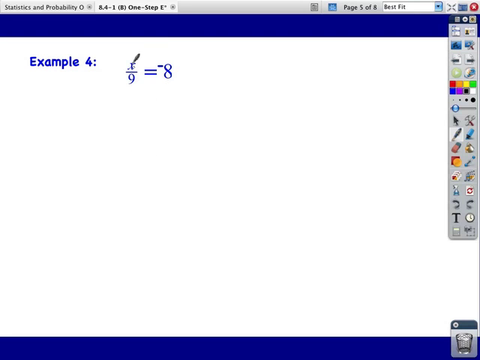When you get to division, same thing applies. So this is x divided by 9 equals negative 8. What's the opposite of division? Well, it's multiplication. So I'm going to multiply both sides of this equation, which I'm rewriting right now. I'm going to multiply both sides of it by 9, okay? Now look what happens. This 9 gets rid of this 9 here.